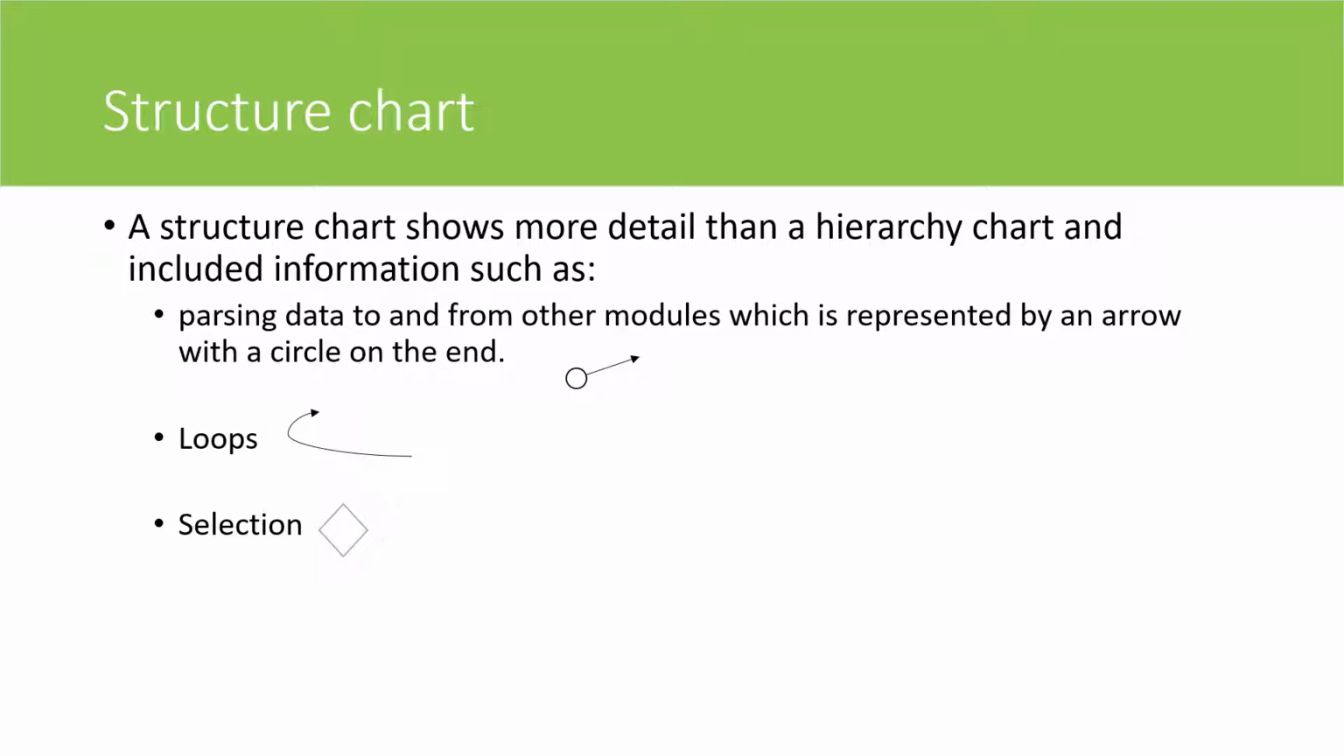When we're passing data between modules, we use an arrow with a circle on the end of it. We can also represent loops, which is by a curved arrow. And we can also show selection via a diamond shape if we need to.